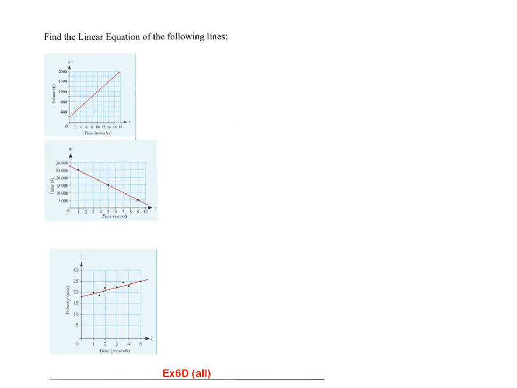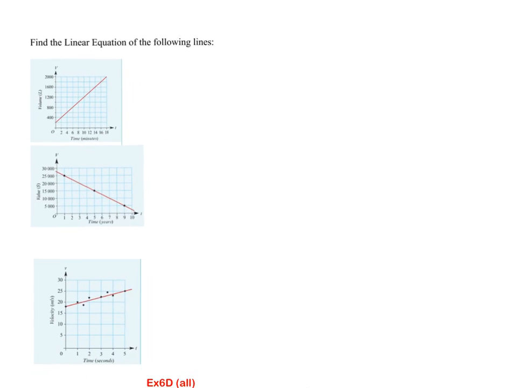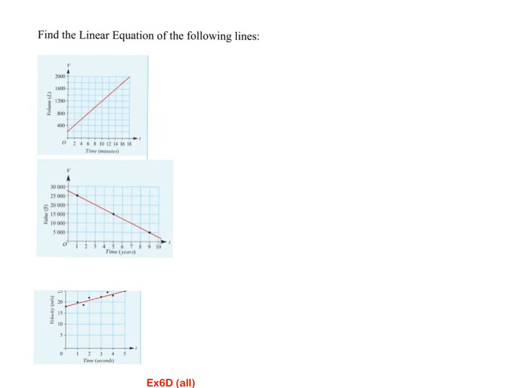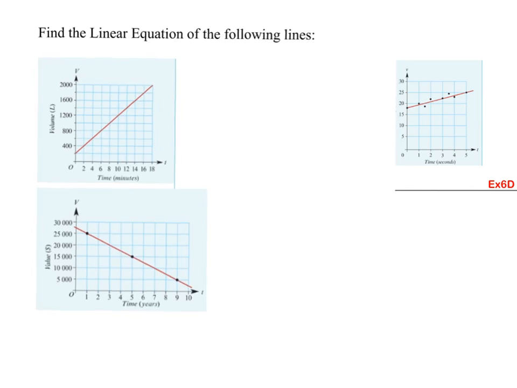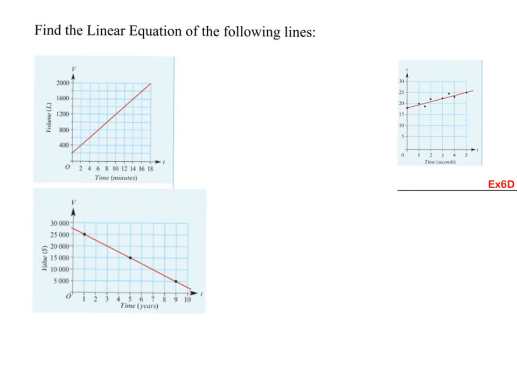All right, they've asked us to find the equations of these lines. I'm going to zoom this in a bit. We said the first step is to get the y-intercept. See how I'm checking all the time that that's 0? Why do I do that?